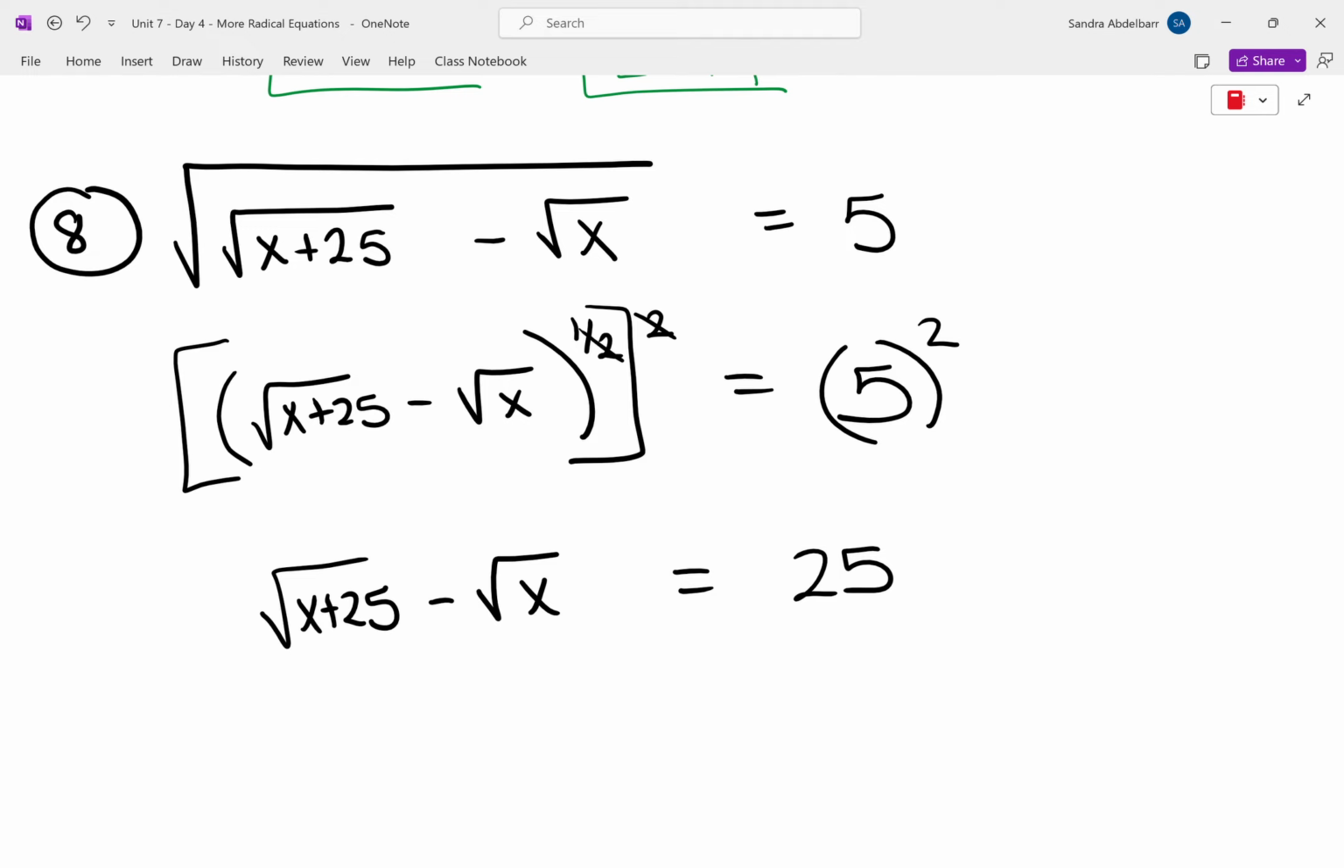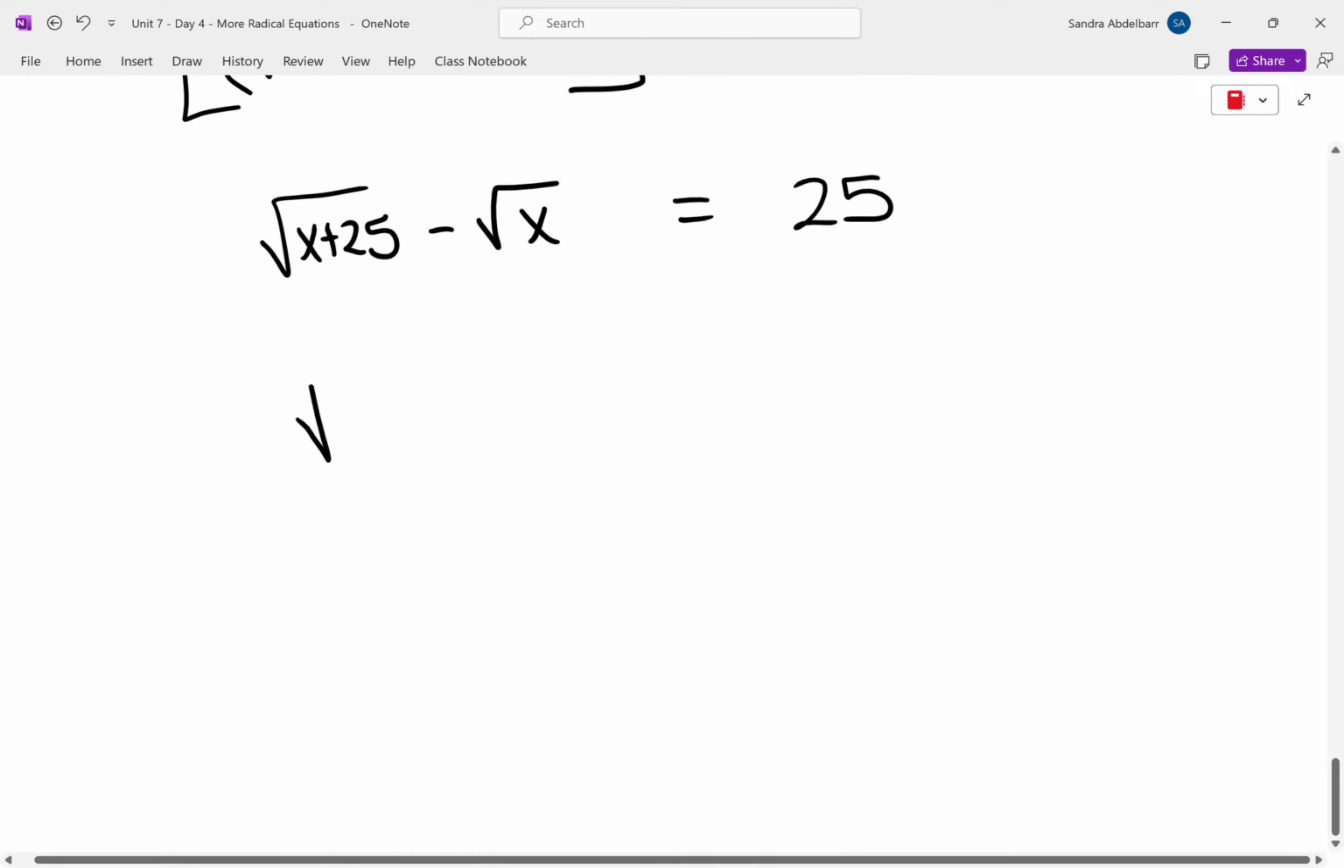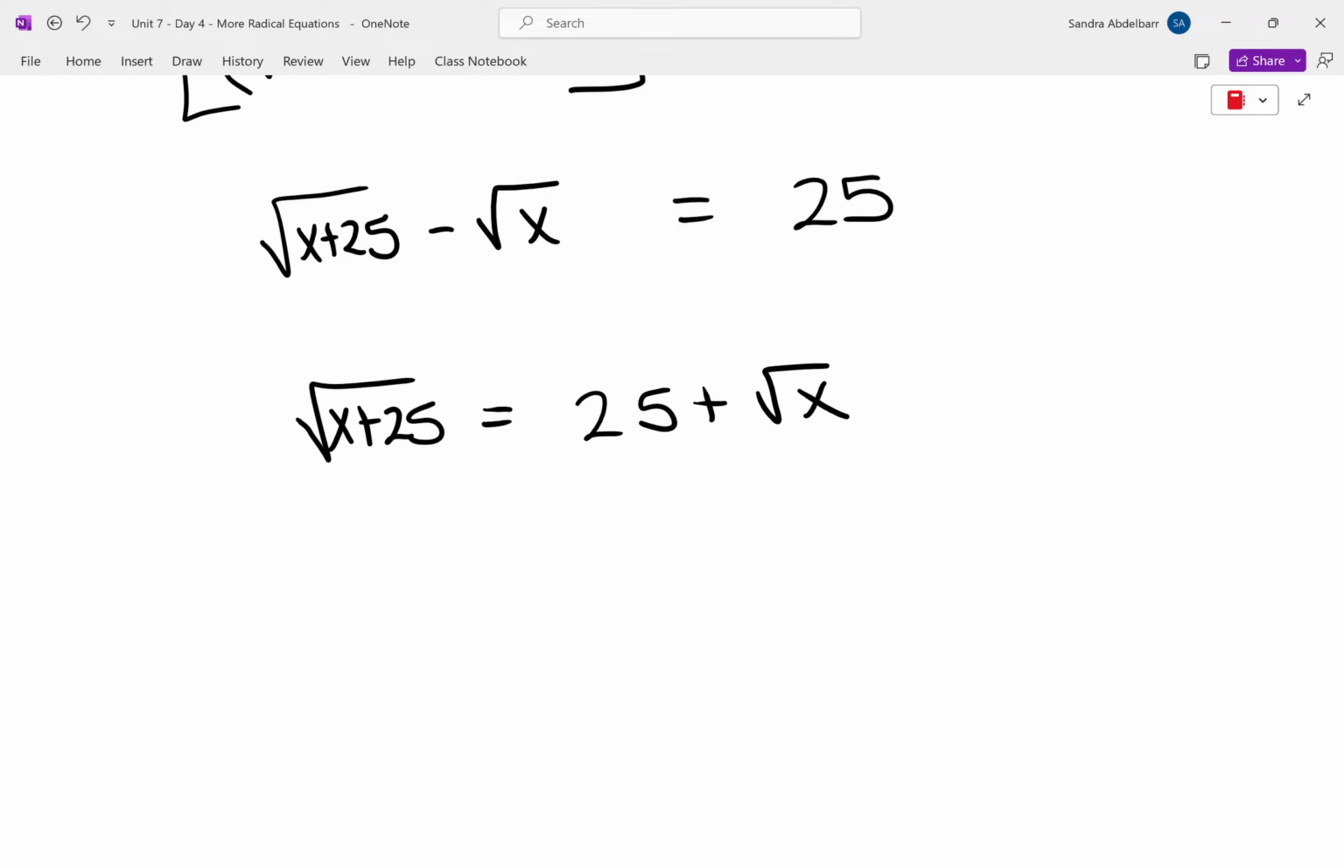Okay, so now we generally want to isolate the radical, but in this scenario we can't isolate the radicals because there's 2 different radicals. I can't combine them. But because this number is an integer on this side, I'm going to recommend we move one of these radicals to the other side. So I'm going to move the minus root x to the other side, and I'm going to get root of x plus 25 equals 25 plus root x.